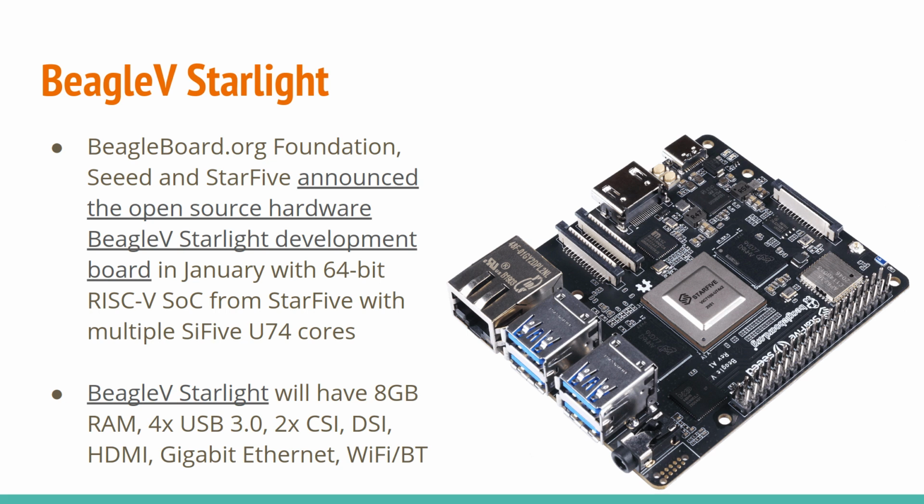So back in January, the Beagle.org Foundation, Seeed Studio, and StarFive announced the open source hardware BeagleV Starlight development board, which features a 64-bit RISC-V SoC from StarFive that, similar to the Unmatched board, features several SiFive U74 cores. So the BeagleV Starlight board you see here has 8 gigabytes of memory, 4 USB 3 ports, 2 CSI ports for camera, DSI for display, HDMI, gigabit Ethernet, and Wi-Fi and Bluetooth.